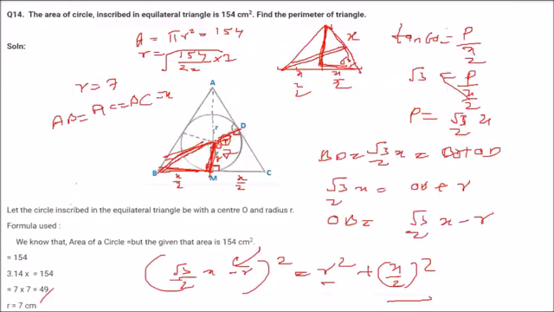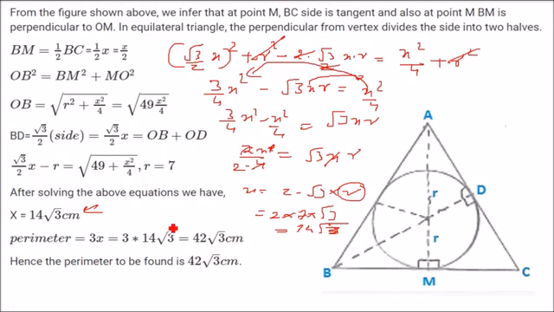So now, as I just suggested, the perimeter of this equilateral triangle will be 3 into side. That is 3 into 14 root 3. So this is going to be 42 root 3. 3 into 14 root 3 is going to be 42 root 3. This is the answer.